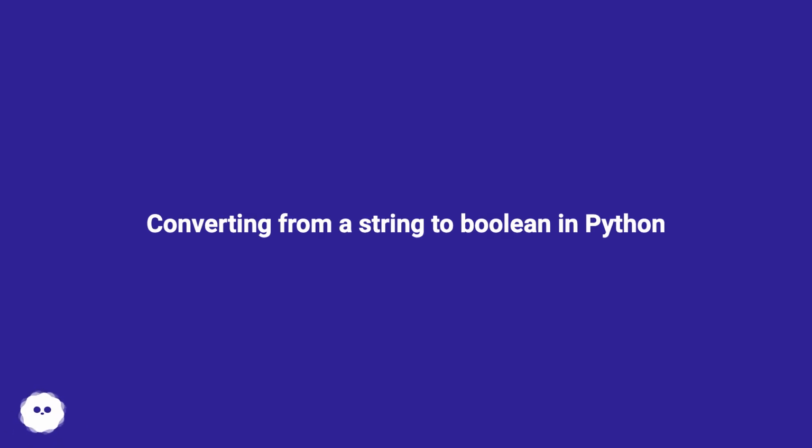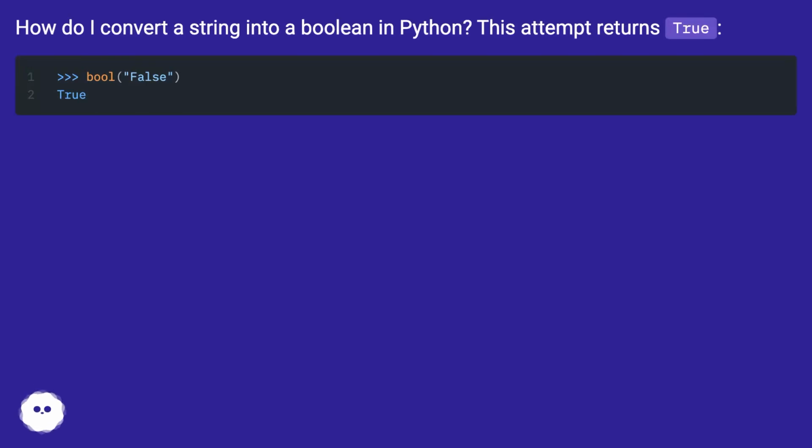Converting from a string to Boolean in Python. How do I convert a string into a Boolean in Python? This attempt returns true.